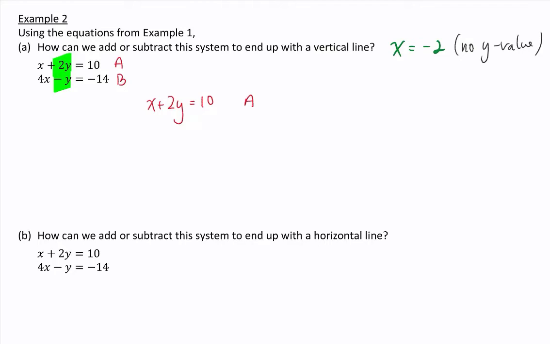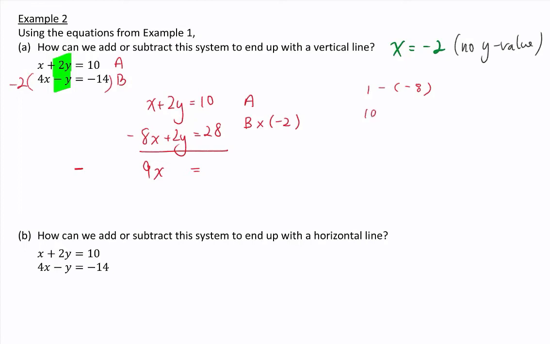But I'm going to have to do something else first to B. I'm going to take B and multiply it by -2. Let's see what happens. That means I'm going to multiply everything in this by -2. That gives me -8x plus 2y equals 28. And now I'm going to subtract these two equations. If I do 1x minus -8x, 1 minus -8 gives me 9x's. 2 minus 2 is 0. The y's have now disappeared.